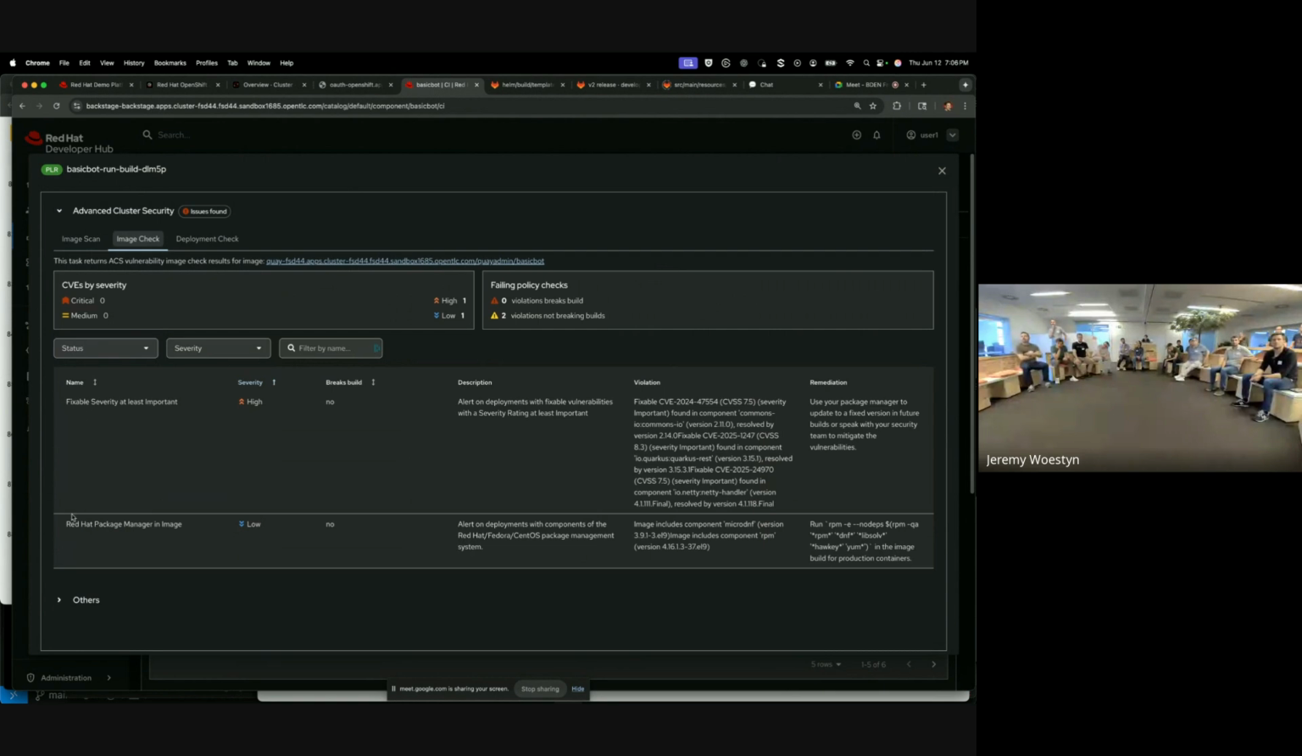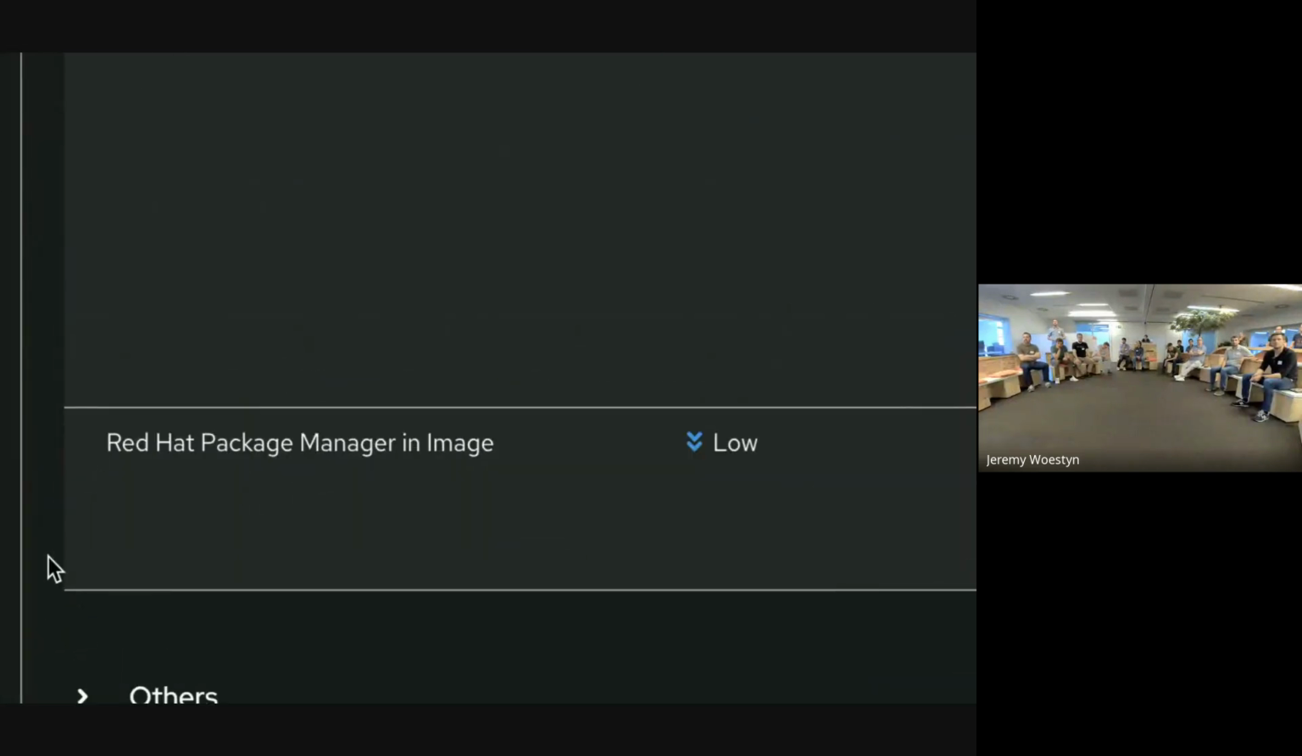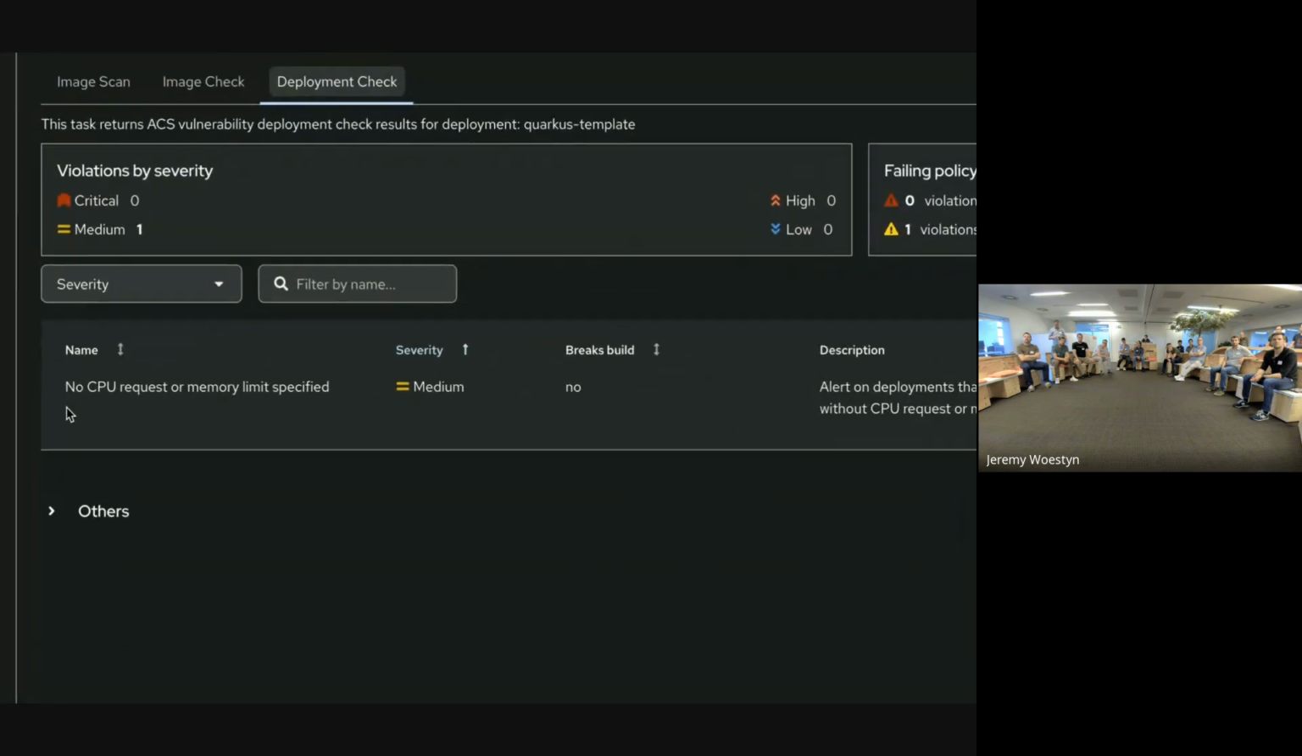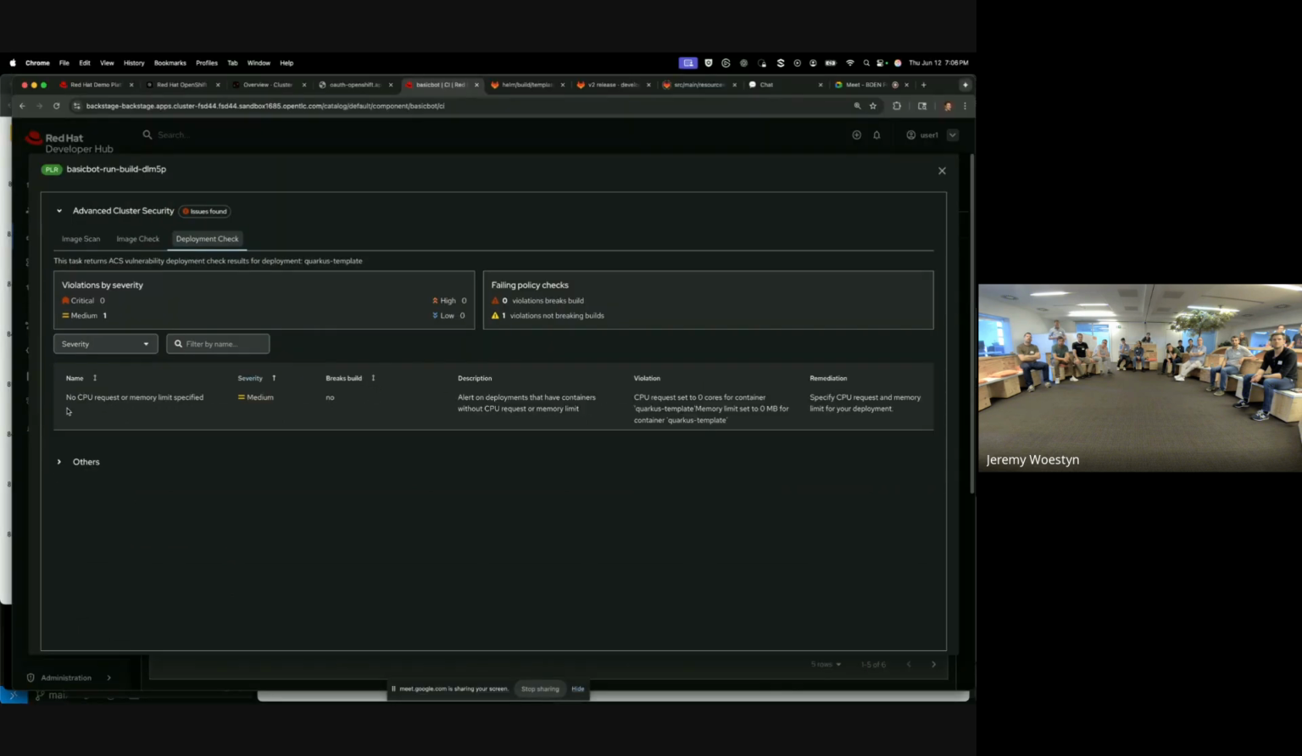look at the image, make sure that you don't have a package manager, no yum install this and apt-get install that. You can say I violated that rule, I have a package manager in there. And deployment checks, like, oh, you've got to request CPUs, you've got to have a readiness probe, liveness probe, where you look at your deployment YAML. So checks are also in here, but this is just part of the platform.